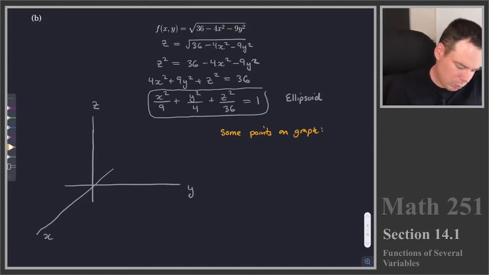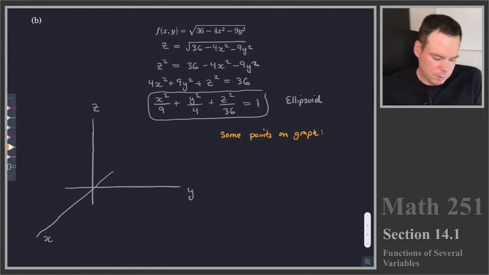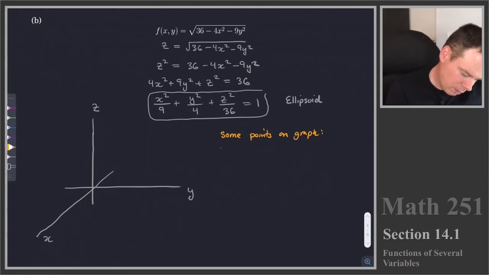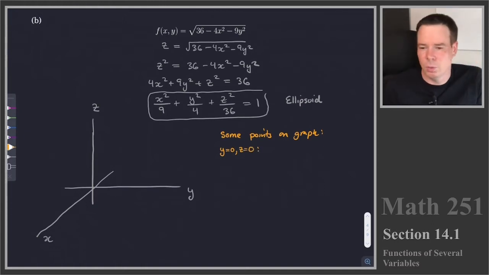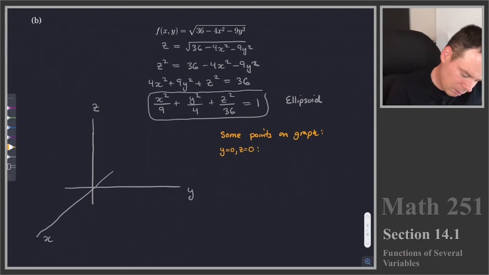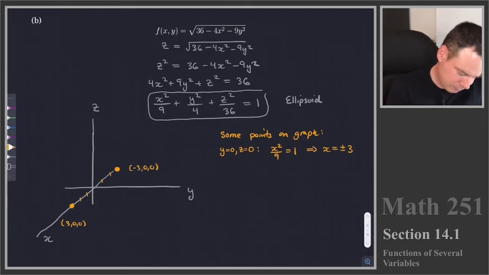So we need to find some points. Well, we could do what we did before, figure out where it intersects the axes. So I could take, for example, y to be 0 and z to be 0. That's going to tell me where it hits the x-axis. If I do that in the equation, I get x squared over 9 is equal to 1, or in other words, x is equal to plus or minus 3. Okay, so that helps because it tells me that it passes through this point and this point, where this is 3, 0, 0, and this is negative 3, 0, 0.